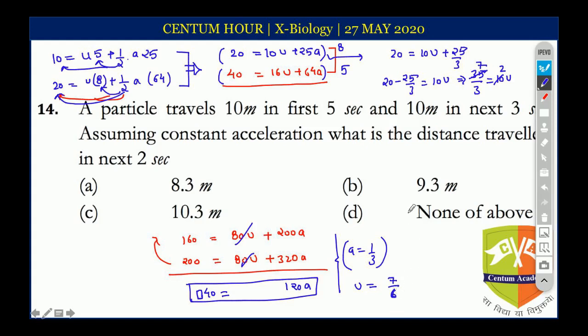Y or N, units? Tushar bhai is here. Okay, I haven't seen the participants list. Good. Chalo, you got u and a? Okay, congratulations. You got u and a. Y or N, everyone?